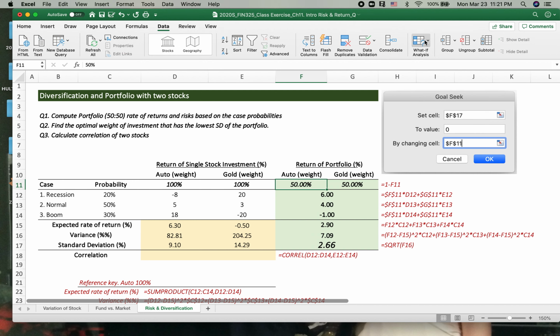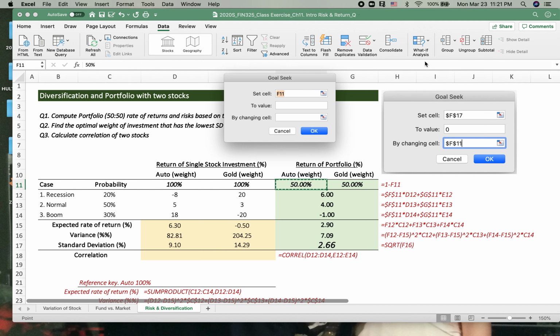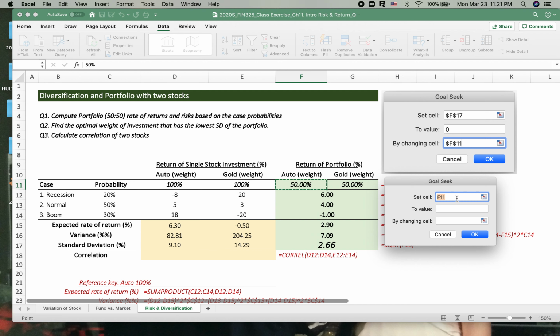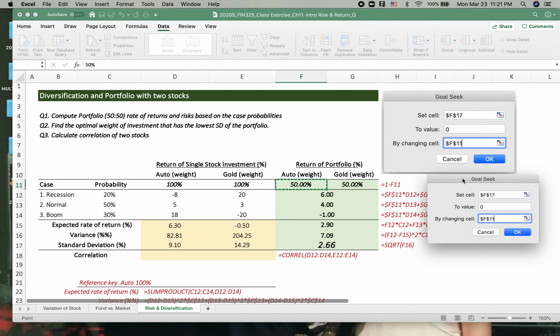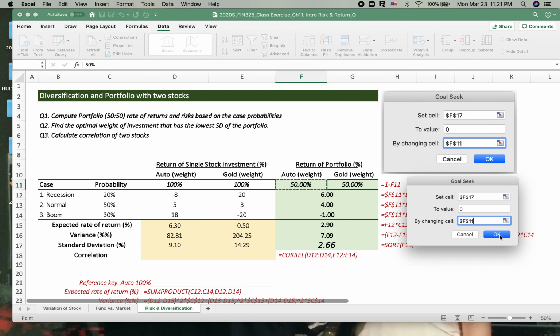So Data, What-If Analysis, and Goal Seek. Then set the cell. We want to get this value, the standard deviation, to the value 0, as low as possible. By changing which cell? What do we want to change? Okay, here we want to change the auto stock so that the weight of the gold stock is automatically changed. Okay, you guys remember we set up this 1 minus F11. So let's do this work.